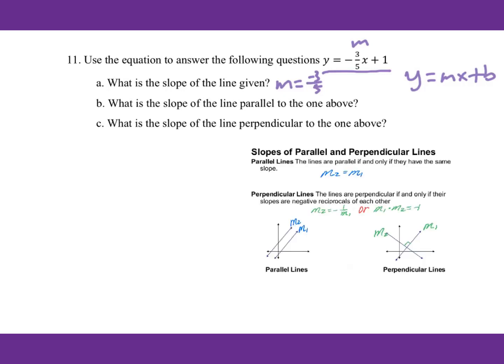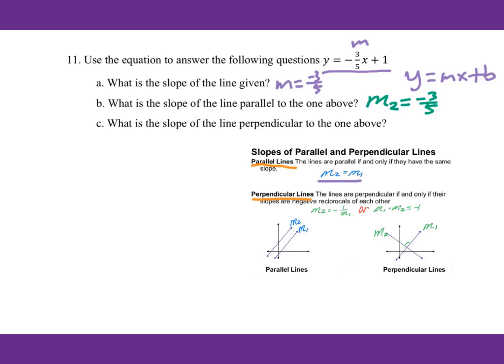Here's the rule for the slope of parallel lines and perpendicular lines. For parallel lines, the slopes of those two lines are equal to each other. Therefore, I can write down m2, the slope of a parallel line, equals negative 3/5.